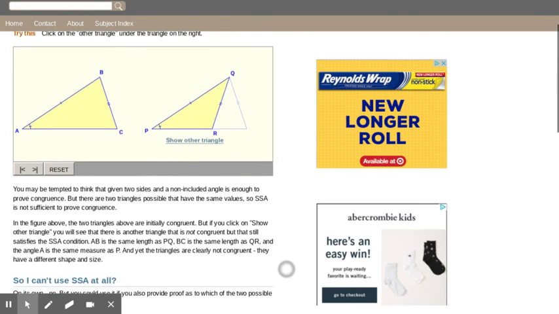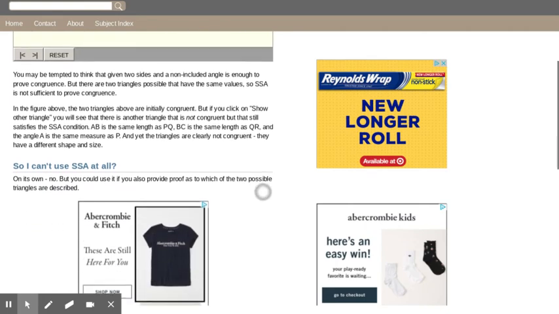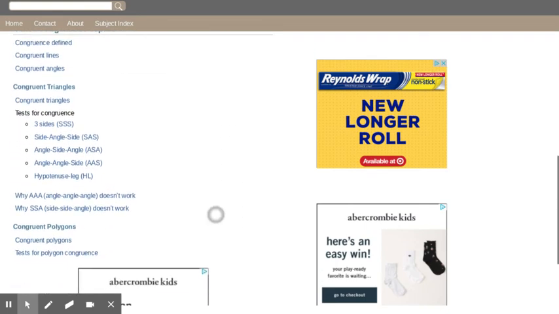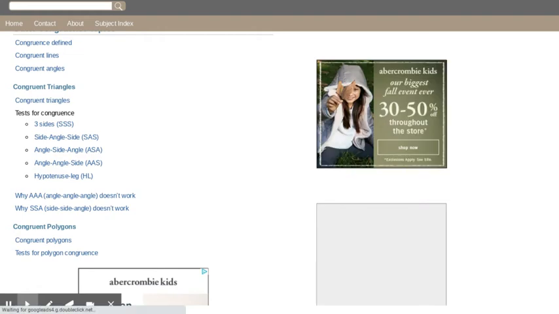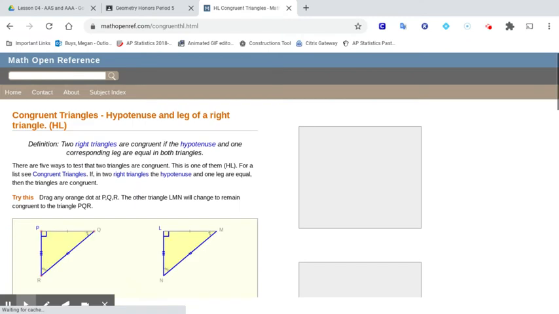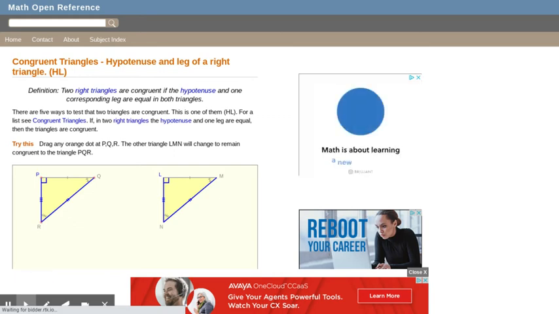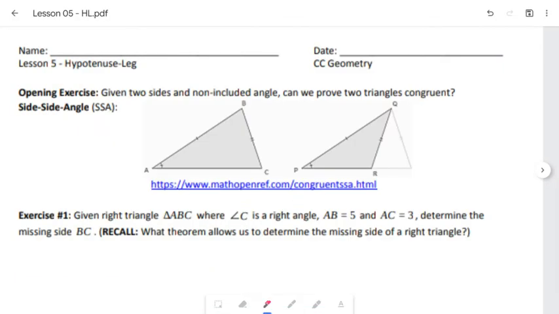Unfortunately, we can't confuse this with side-angle-side. Notice the angle's not in between the two sides. But there is a way around this. You could go on to Math Open Ref and play with it, but I was talking about HL. HL could work, because if we have an angle that is a right angle, and then we have a side, this is going to work every time. Bear with me, my computer's not really going with it so nicely. We'll come back to that in a sec, but let's go look at our lesson now.